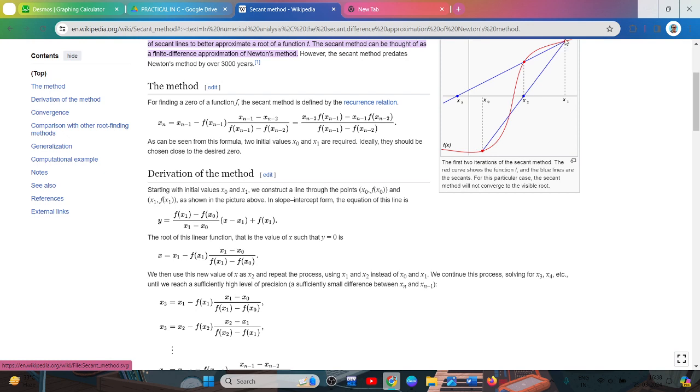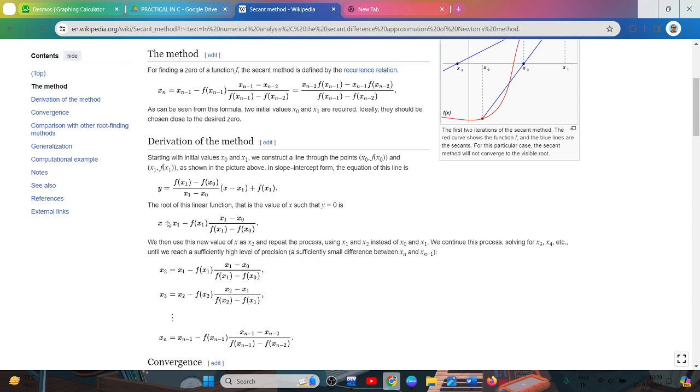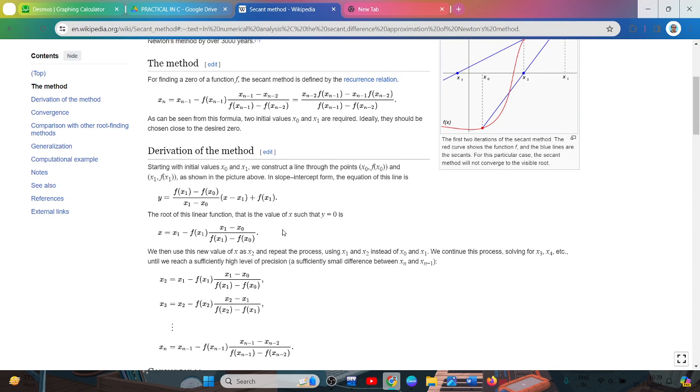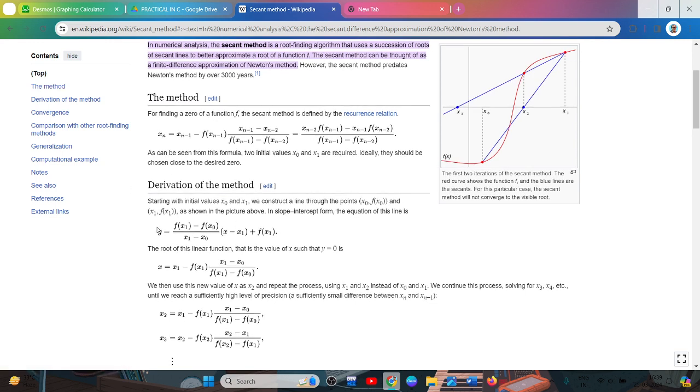So this is the equation of this line, and from this, if we put y equal to 0, we get x equal to this. This x is called x2, where this secant cuts the x-axis. This x2 point is the second approximation of the root.